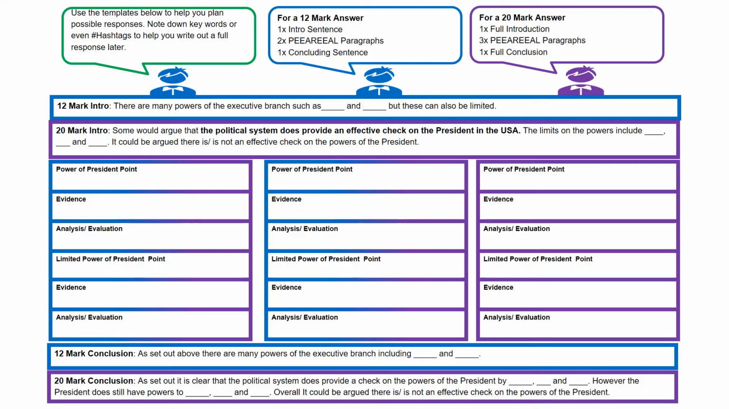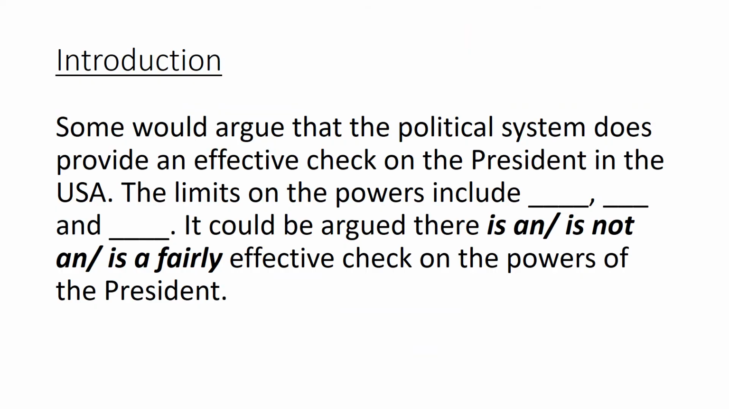So if you fill this out, this will help you when it comes to writing your essay as well. Now, your introduction, here it is here. So some would argue that the political system does provide an effective check on the President in the USA. The limits on the powers include, so you could mention some limits there. It could be argued there is an, is not an, is a fairly effective check on the powers of the President. So you decide if you think there is an effective check, if there's not an effective check, or there's a fairly effective check on the powers of the President. So that's your line of argument there that would get you your structure mark.